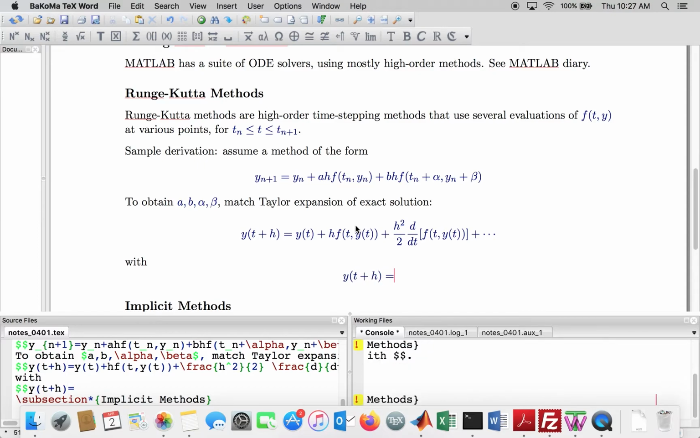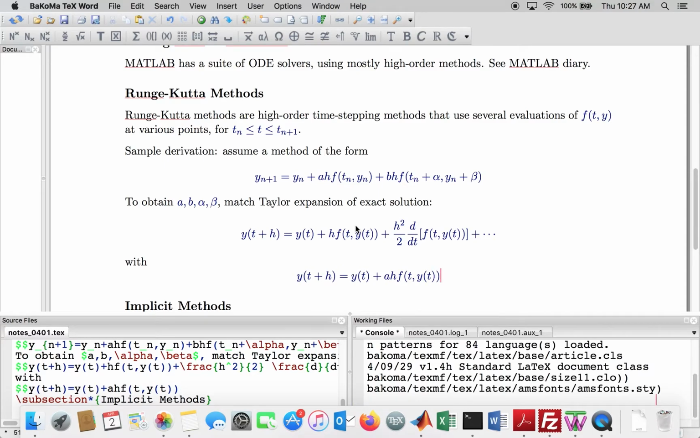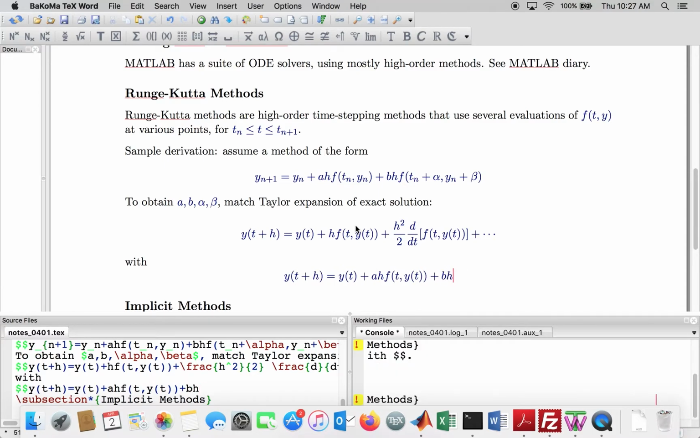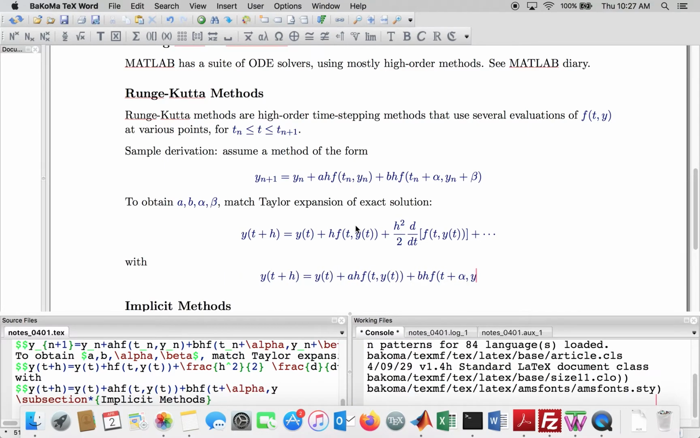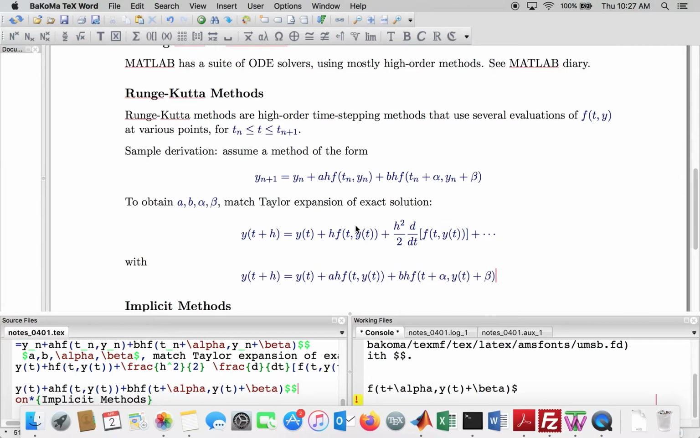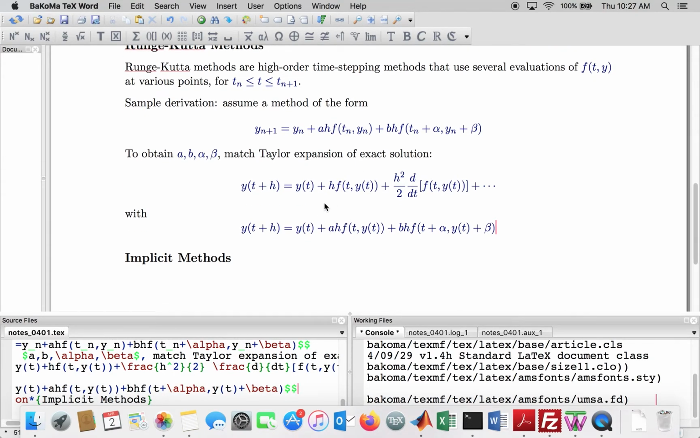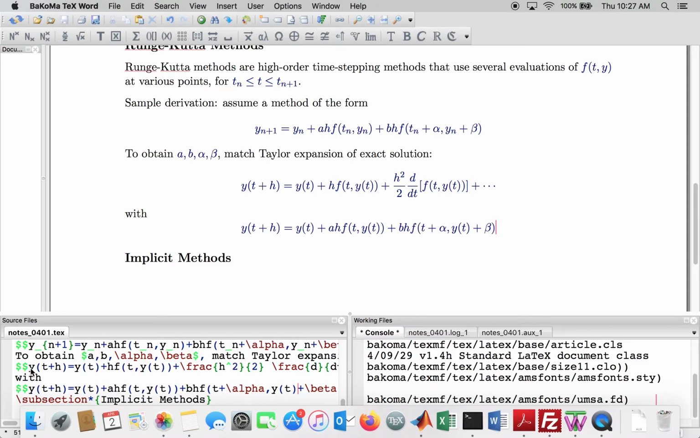y of t plus h is equal to y of t plus ah f of t, y of t, plus bh f of t plus alpha, y of t plus beta. All right. So if I can find a, b, alpha, and beta that make all of these agree as much as I can, then I'll have my method. Now, there are certain things that already match. So y of t plus h and y of t, we don't need to worry about those. So I'm just going to get rid of them.